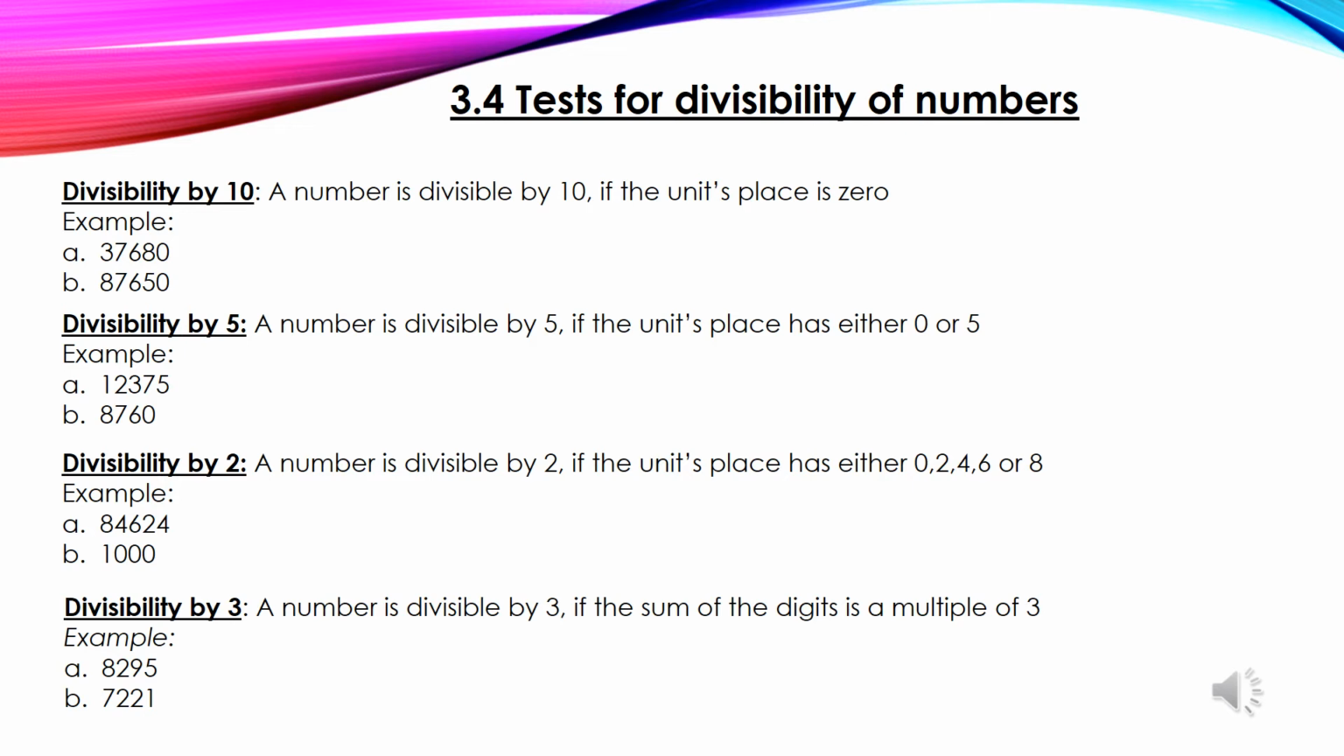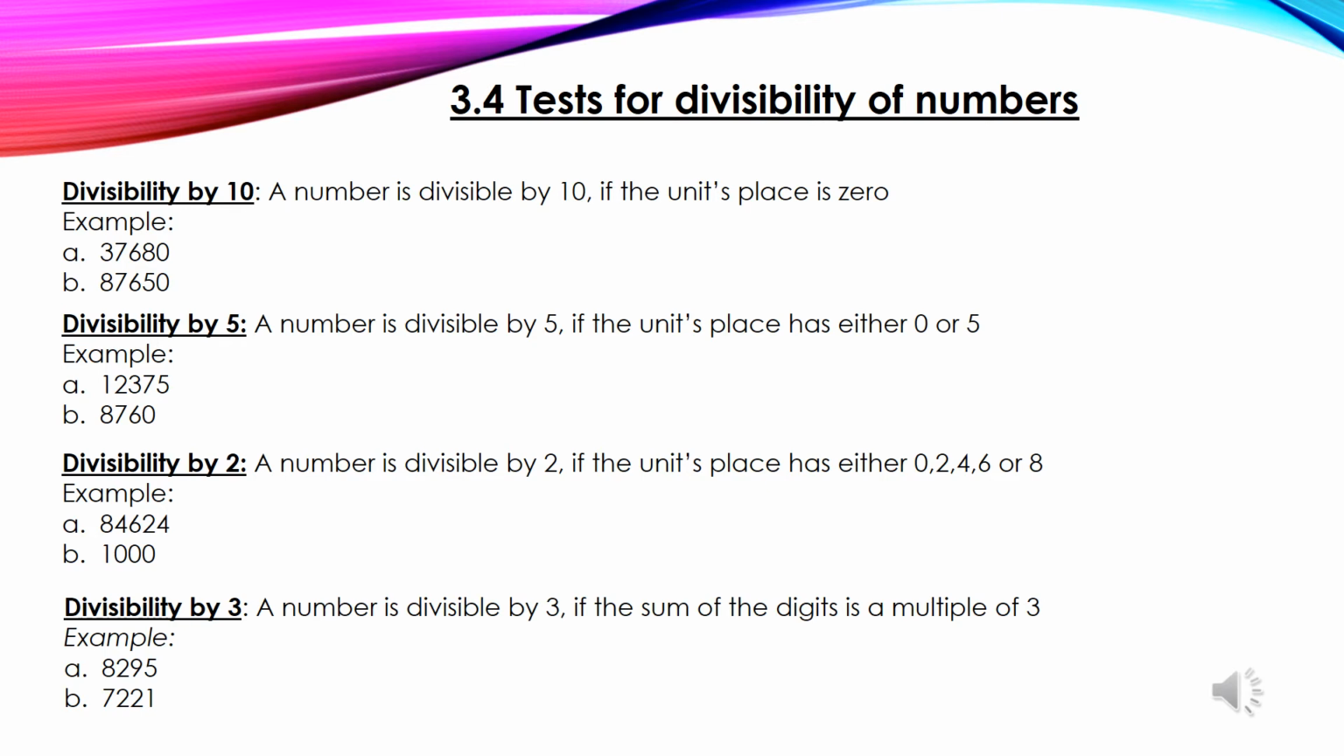And the next one is the divisibility rule for 3. This is a very interesting divisibility rule, children. A number is divisible by 3 if the sum of the digits is a multiple of 3 or divisible by 3. Means children, if we add all the digits in a given number, the sum should be a multiple of 3, or it should be divisible by 3.